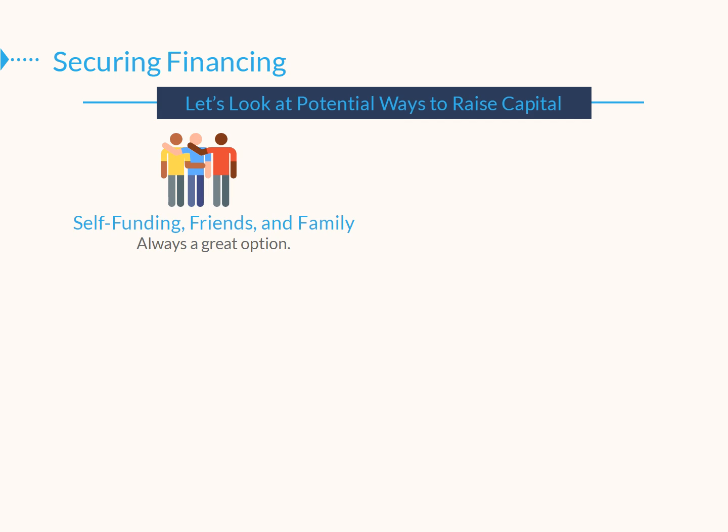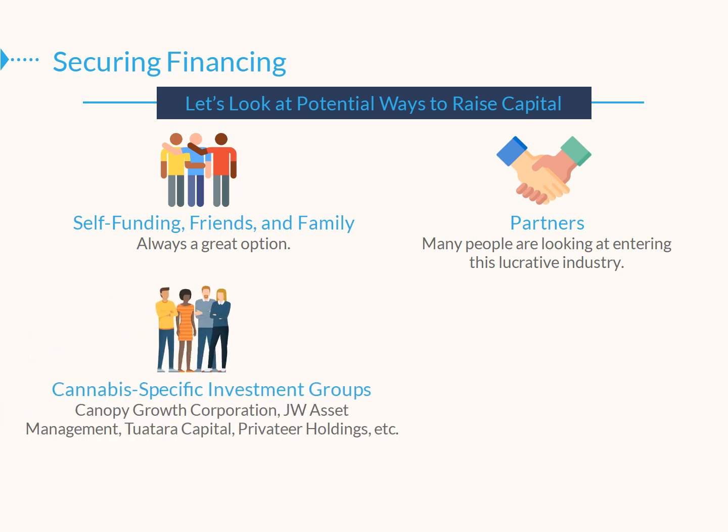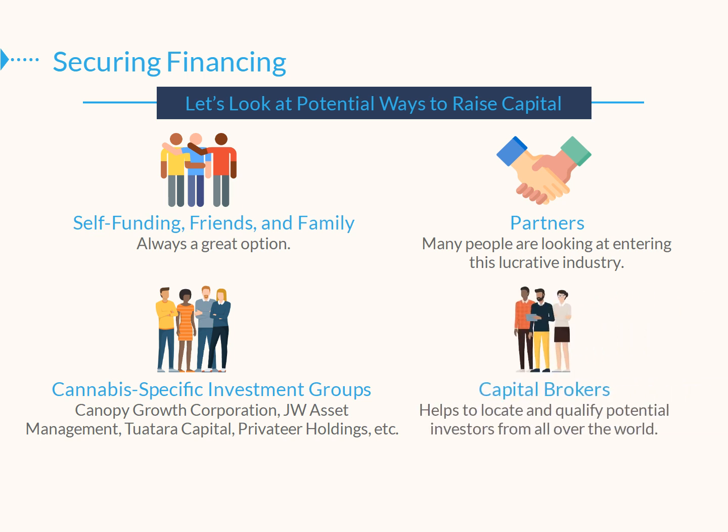Self-funding, friends and family, always a great option. Partners. Many people are looking at entering this lucrative industry. Cannabis-specific investment groups: Canopy Growth Corporation, JW Asset Management, Tuatera Capital, Privateer Holdings, etc. Capital brokers. They can help locate and qualify potential investors from all over the world.